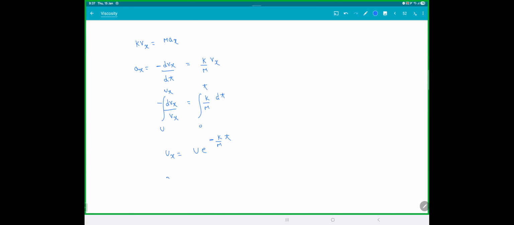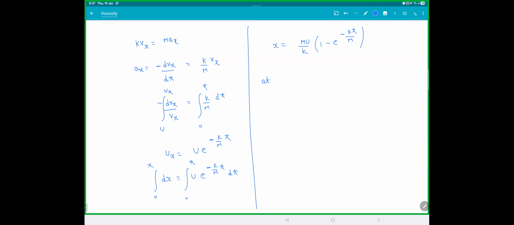Integrate this again. We get dx is equal to e power minus k by m t dt, with limits 0 to x and 0 to t. We get x is equal to mu by k times 1 minus e power minus kt by m. You will notice something here. At time tending to infinity, e power minus kt by m will become 0. Your x value will tend to mu by k. This is your range actually. Means no matter how long you wait, your x coordinate cannot exceed this value.